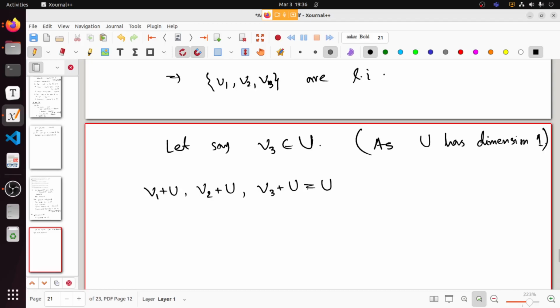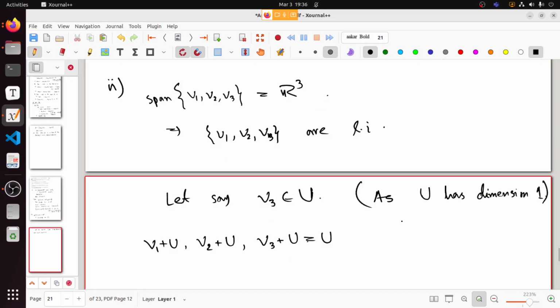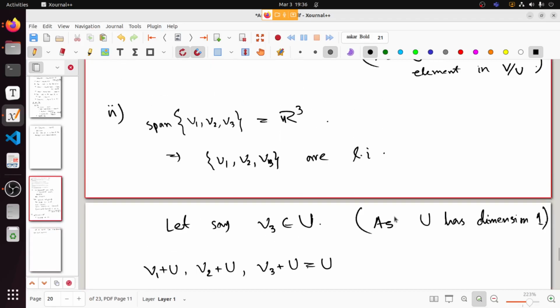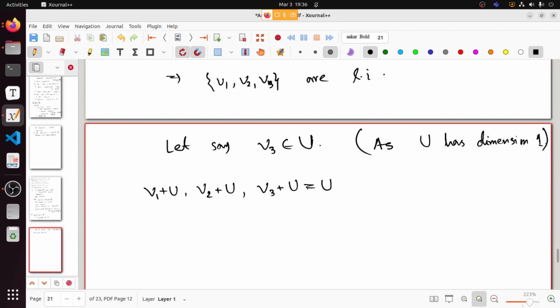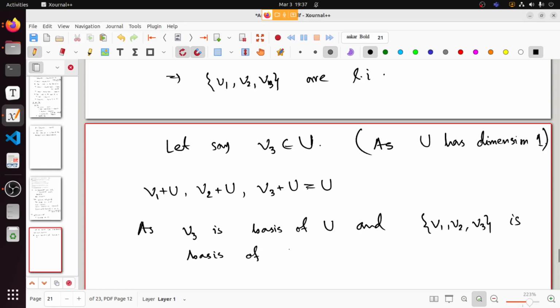We have seen that if B1, B2 are outside the U, and they are linearly independent, and B3 is a basis of U, you can view this set as an extension of the basis of U to the whole space. So B1, B2, B3 is a basis of B, right, or R3, B equals to here R3.